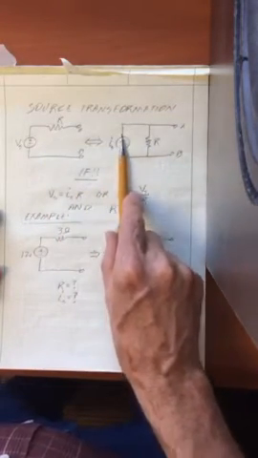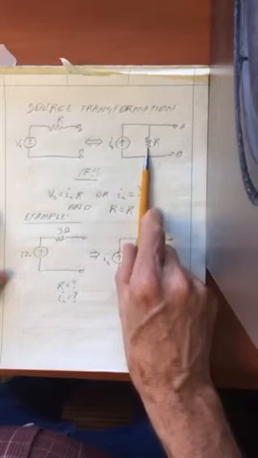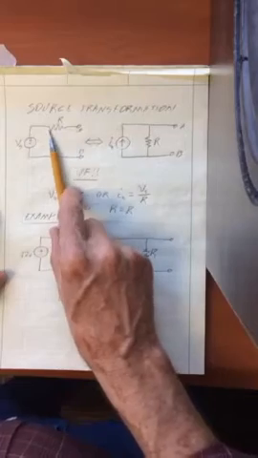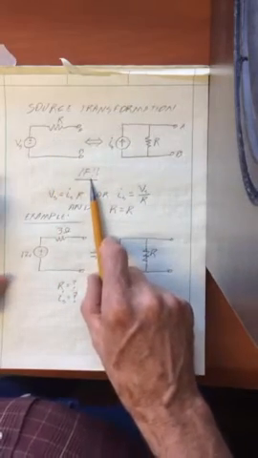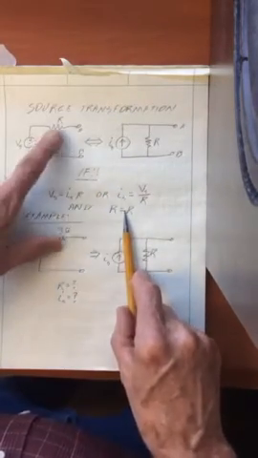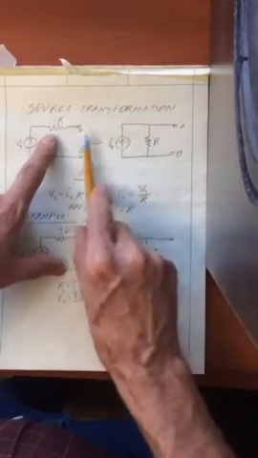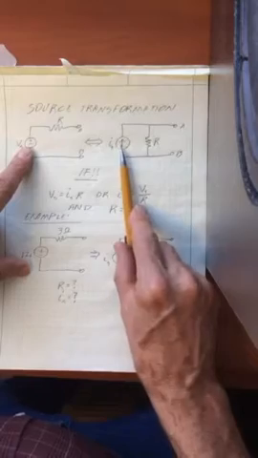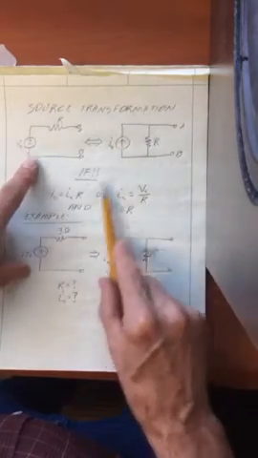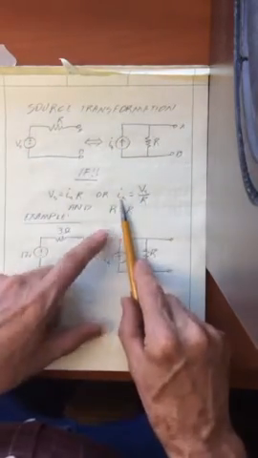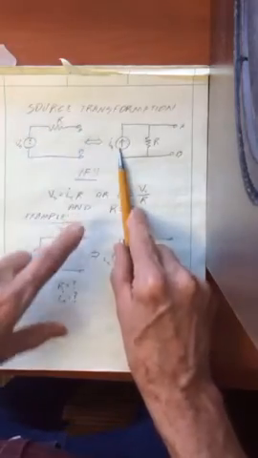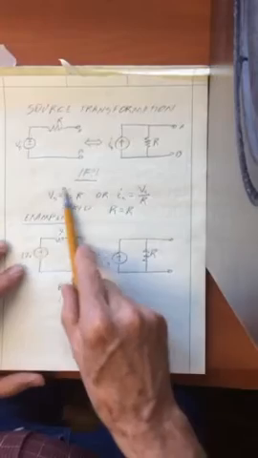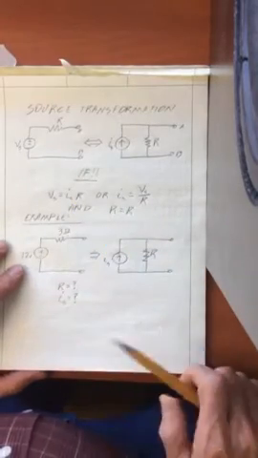If you have a current source parallel to a resistor, it is equivalent to a voltage source in series with the resistor, if and only if, first of all, these two resistors have the same value, and if this voltage supply is equal to the current source times the resistance, and if the current source is equal to the voltage source divided by resistance. Notice that these two are Ohm's law.